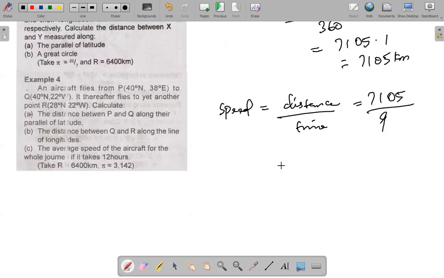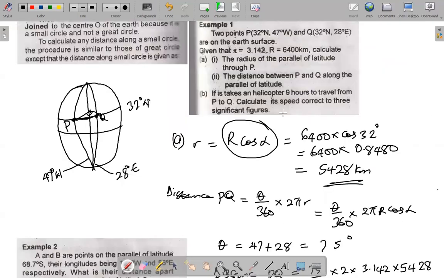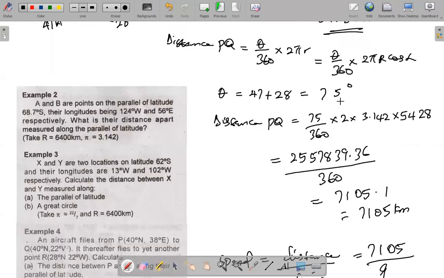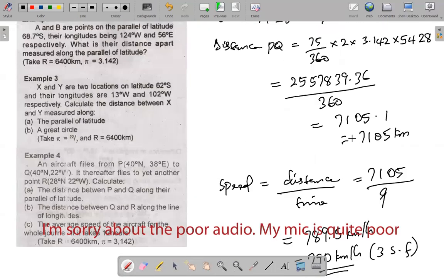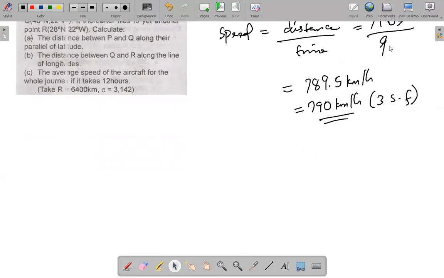So this divided by 9 gives us 789.5 kilometers per hour. If I round it up, that would be 790 kilometers per hour. They say to 3 significant figures, so my rounding up is okay. According to the question, calculate its speed correct to 3 significant figures. So this is 790 correct to 3 significant figures. And let's move on to more examples.